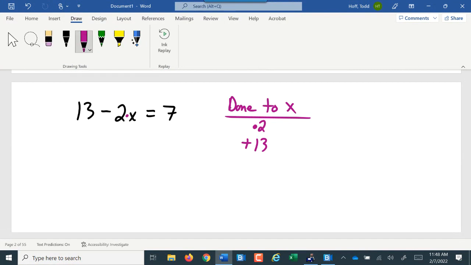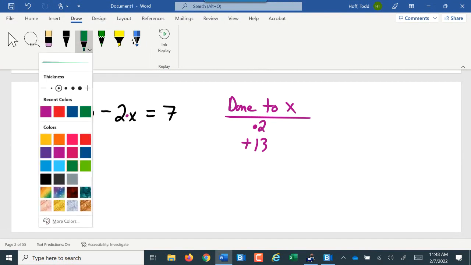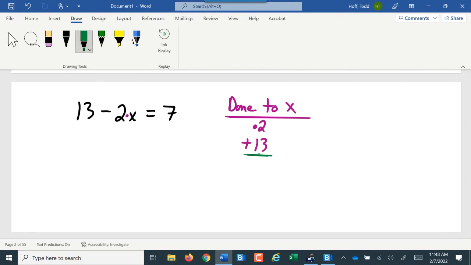Now when we go to take this apart, the last piece put on was adding 13, so the first piece we take off is we're going to subtract 13. Well, 13 minus 13 just removes the 13 on the left side. What we're left with there is a -2x. On the right side, 7 minus 13 is a -6.